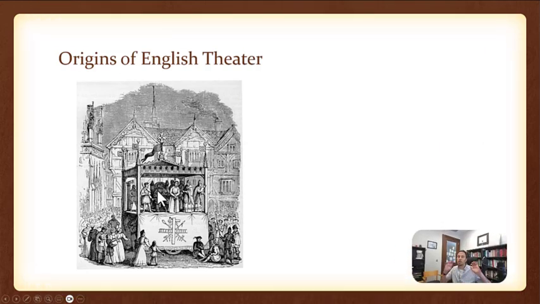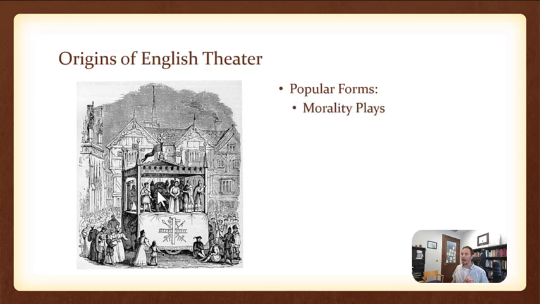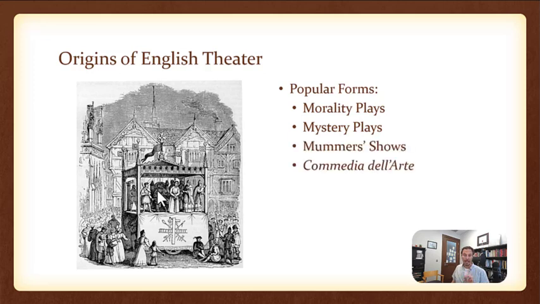We're going to talk about two separate sources or sets of sources for Shakespeare's theater. One are popular forms of theater, and what I mean by popular forms are those which are not learned or elite. They are kind of authentic folk traditions. They are things that ordinary people do and are not associated with high art or education or any kind of elite practice. These include morality plays, mystery plays, mummers shows, and the Commedia dell'Arte.